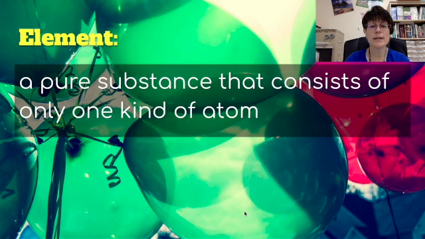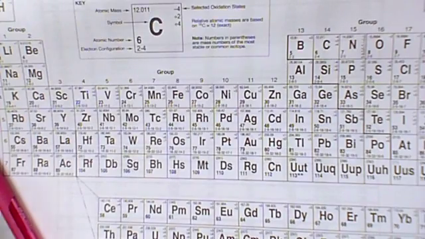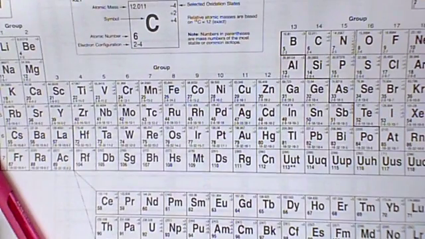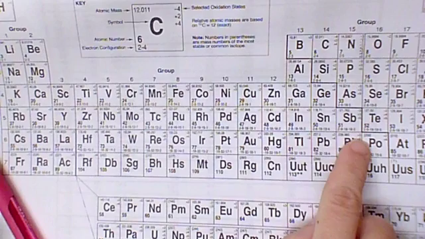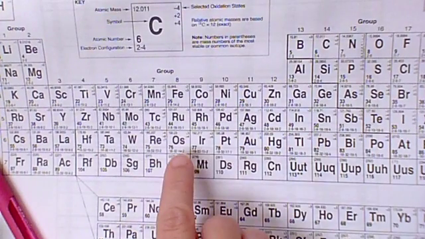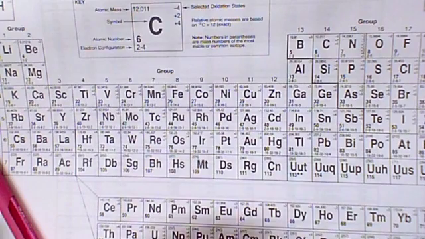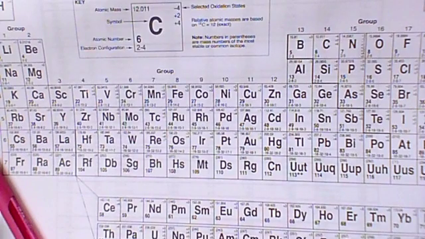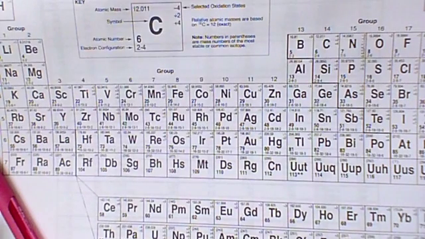Now, one classification for matter is an element. This is a pure substance that consists of only one kind of atom. And all of these elements are on our periodic table. So here is our periodic table, and each of these boxes represents a different element that is made up of only one kind of atom. So these are all of our elements. There are 92 naturally occurring elements. Above 92, those are all man-made. And these elements are what make up everything around us.